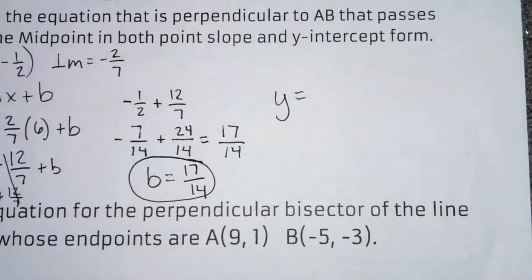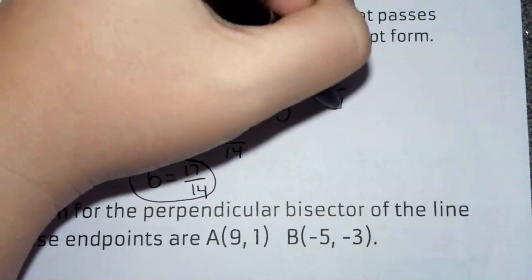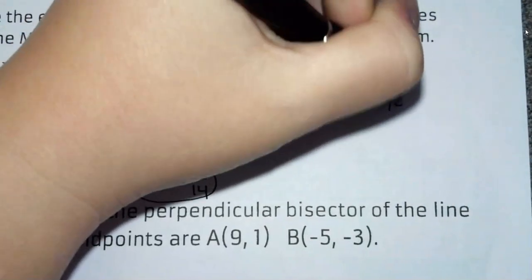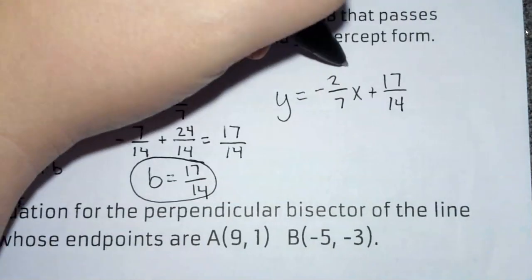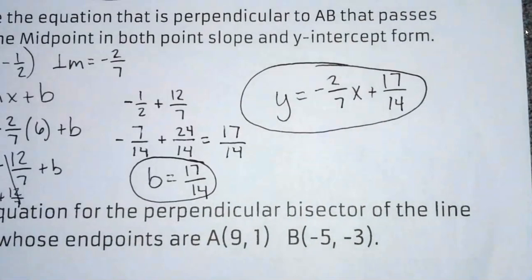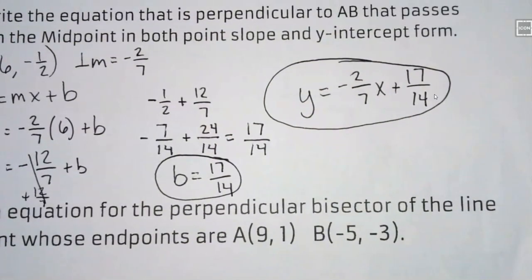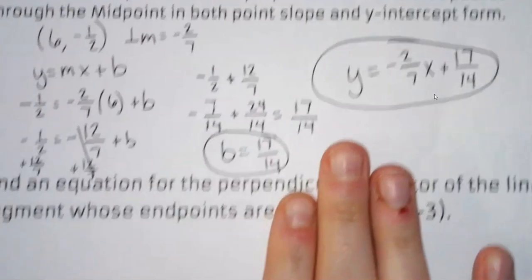So we're going to use y equals my slope times x plus 17 over 14. And then that's my final answer for this. So what did we just find? We just found the line that cuts this segment in half at a right angle. That's what a perpendicular bisector does. It cuts the line in half at a right angle. And we just found the equation of that line.